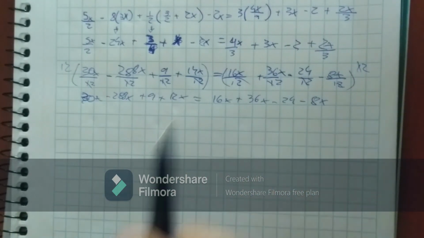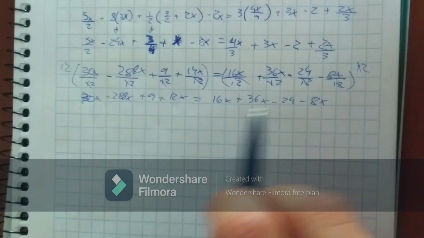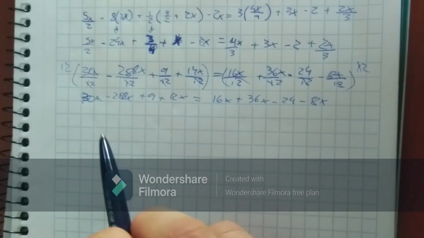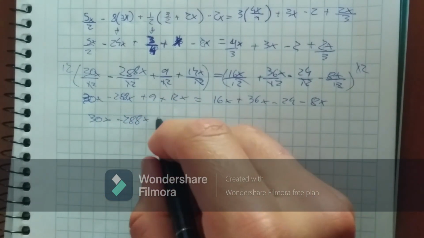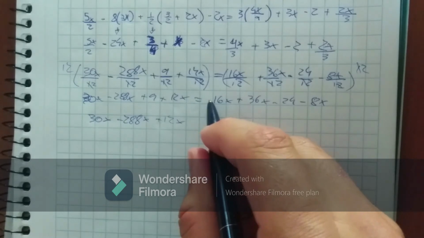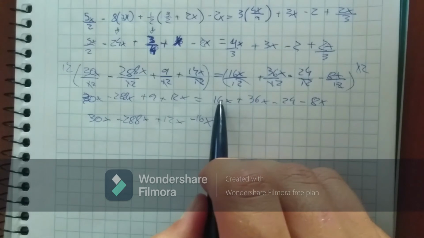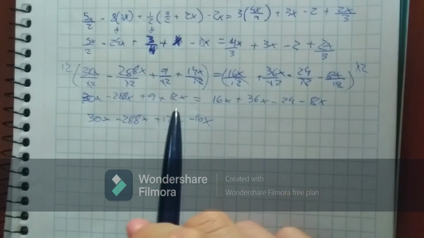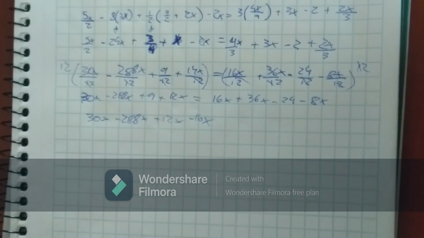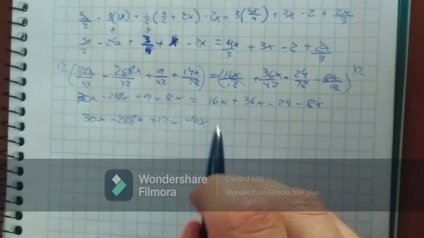So now I have to get all the values with variables to one side and all the values without variables to the other side. So I have to get this 9 to this side and all these x's to this side. So I will get 30x minus 288x plus 12x minus 16x. What I'm doing here is I know that this is 16x, so I pass it to the other side with the different sign. Essentially I'm subtracting 16x from both sides, but to do it much faster, you can just pass it to the other side and change the sign.